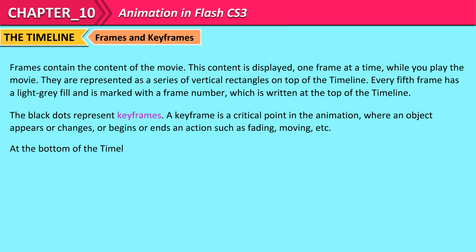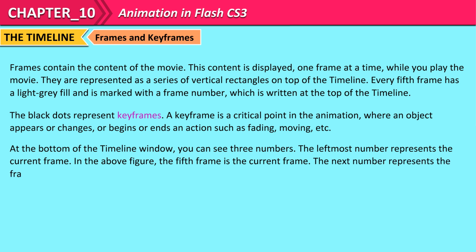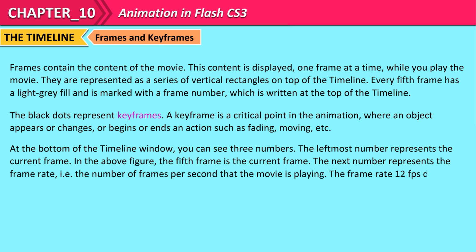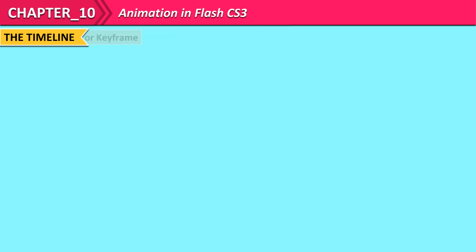At the bottom of the timeline window, you can see three numbers. The leftmost number represents the current frame. In the above figure, the fifth frame is the current frame. The next number represents the frame rate, that is, the number of frames per second that the movie is playing. The frame rate 12 FPS denotes that the movie is playing at 12 frames per second. The third number represents the time elapsed.